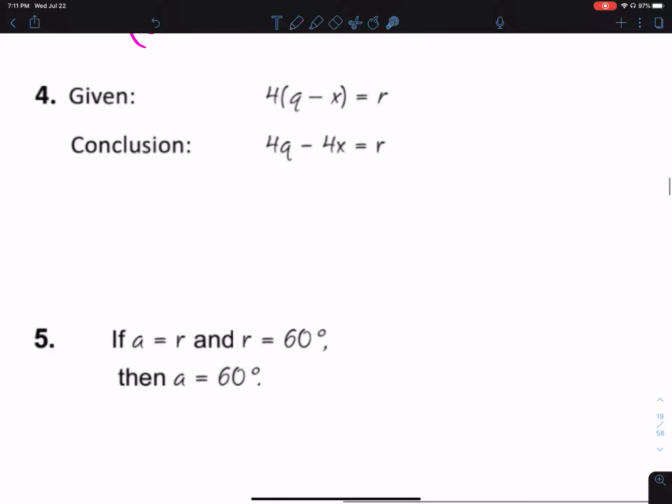Number 4, we have 4 times a difference equals r, and then down here we have 4 times 2 different terms equals r. Well, that's the distributive property of equality for real numbers.